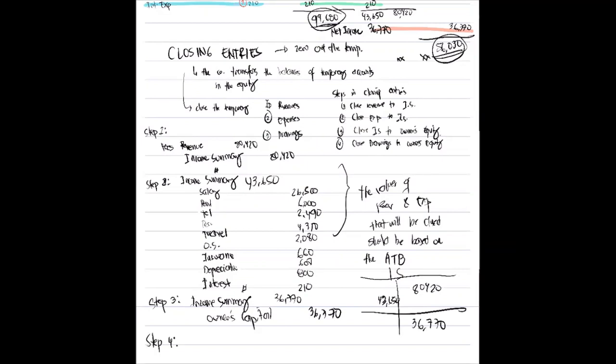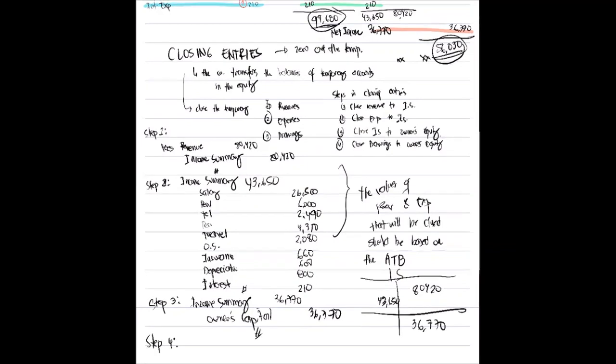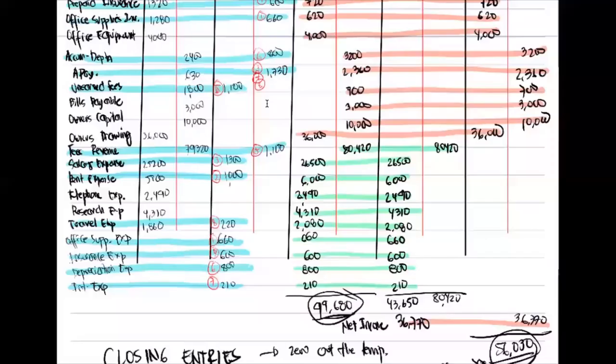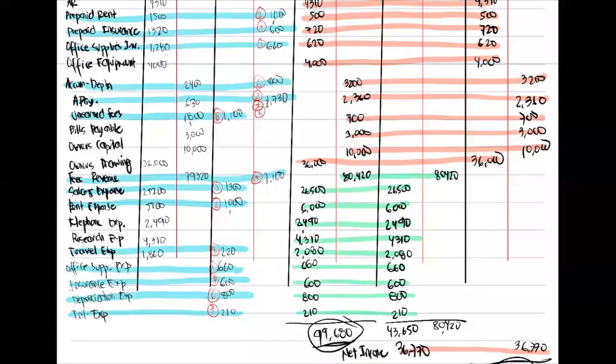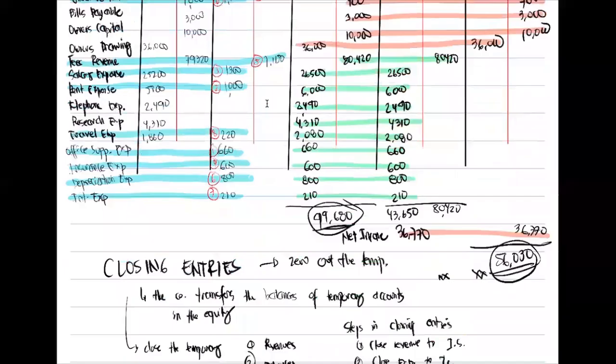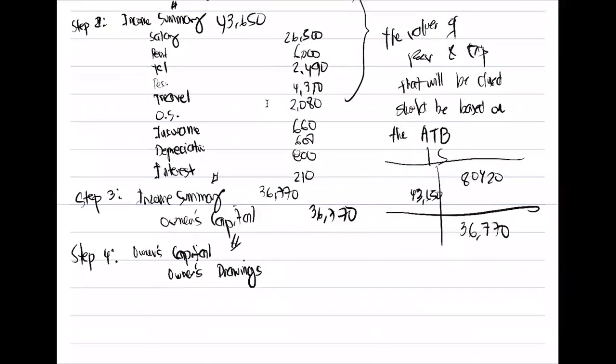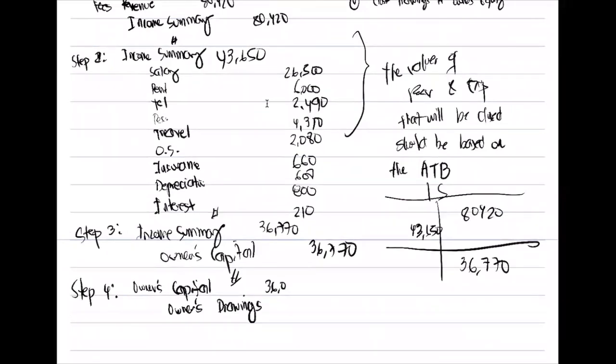Okay. And the last step, we close the drawings to owner's equity. We look back. How much is our drawings? So, drawings natin, 36,000. So, tanggalin natin daw yon. So, how do we make our entry? We debit owner's capital. We credit owner's drawing. Okay? How much? 36,000.